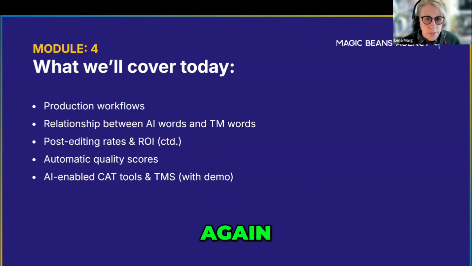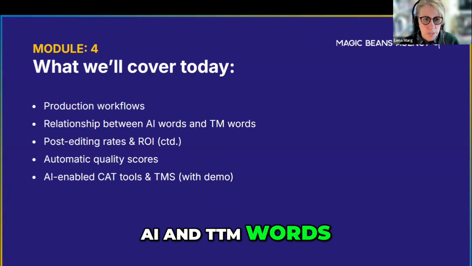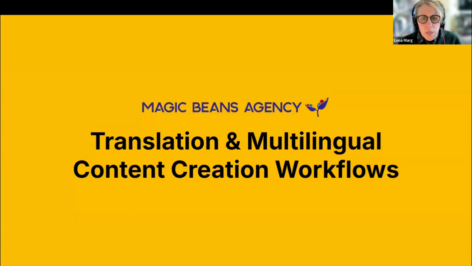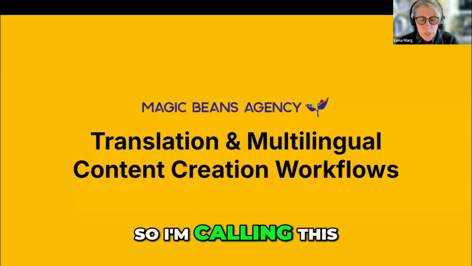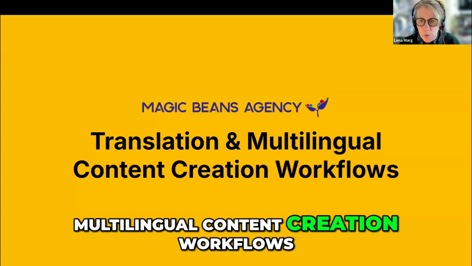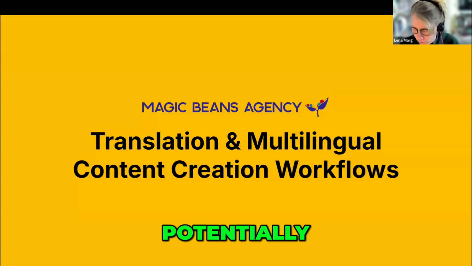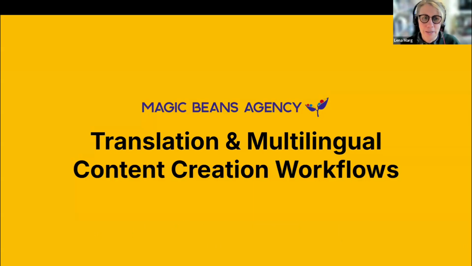So this is kind of, again, a bit of the topics we'll cover here: AI MTM words, rates, quality scores, and so on. So right, so I'm calling this first section translation and multilingual content creation workflows, already kind of indicating, I guess, where the world is going, potentially, or at least in some areas.